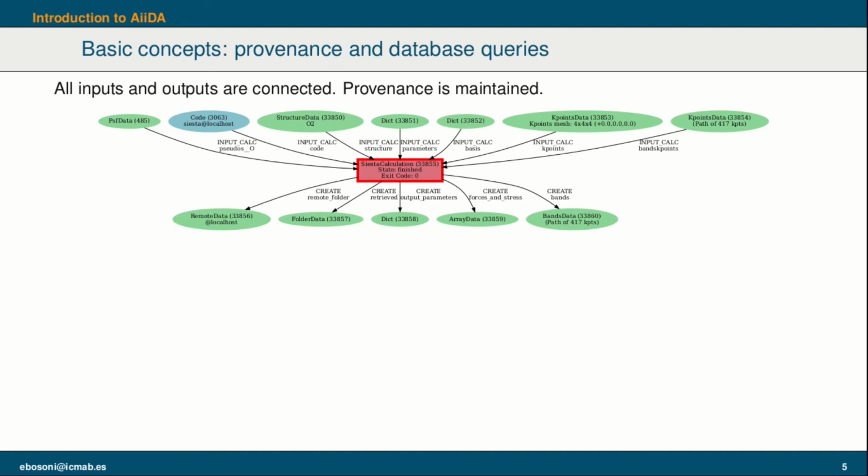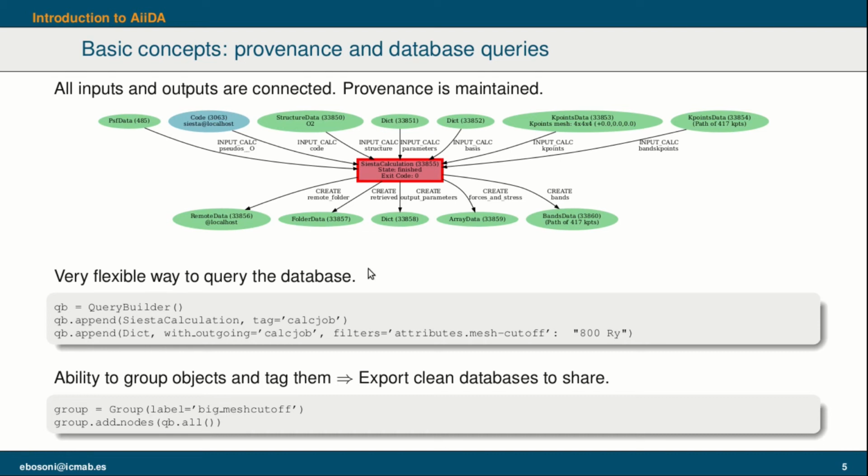Just to finalize this first part about AiiDA, here I just want to show you a pictorial representation of how the provenance is maintained in AiiDA. As you can see, all the inputs are connected to the calculation and the outputs as well. And then I want to show you how easy it is to query the database. So for example, here I want to ask for the Siesta calculations that have a mesh cutoff of 800 Rydberg, and these are simply the three lines you need to do that, and then you can group these calculations and you can export them and share them.